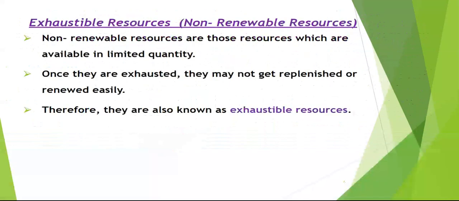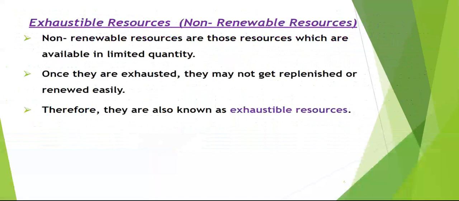Now let's move further and let's discuss the second type of natural resource, which is exhaustible resources. They are also known as non-renewable resources. Non-renewable resources are those resources which are available in limited quantity. Once they are exhausted, they may not get replenished or renewed easily. Therefore, they are also known as exhaustible resources.